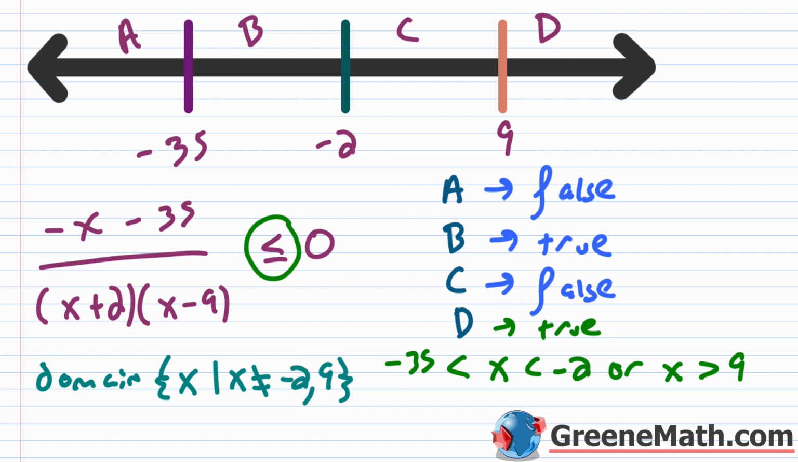Typically, if you're doing scratch work, you don't need to go that far, but just know that negative 2 and 9 would be excluded, right? So negative 2 is going to be excluded and 9 is going to be excluded, but negative 35 is okay, right? That's the value that makes the numerator 0, right? So you'd have 0 is less than or equal to 0, which is a true statement. So I'm going to make this right here as a less than or equal to.